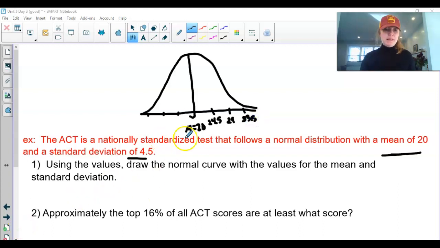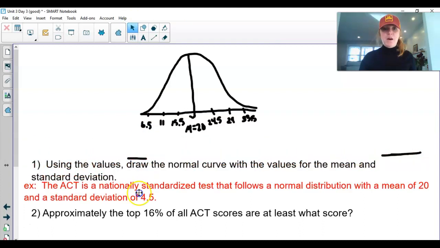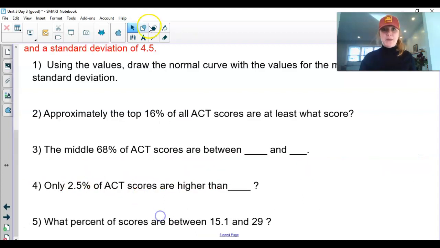Okay, now we're going below the mean. We take 20 and subtract 4.5 because these are our standard deviations below the mean. When I do that, I get 15.5. Then 15.5 minus 4.5 gives us 11. And I subtract 4.5 one more time, and that gives us 6.5. Now I'm going to quickly move all of this down so I can write a little bit more.